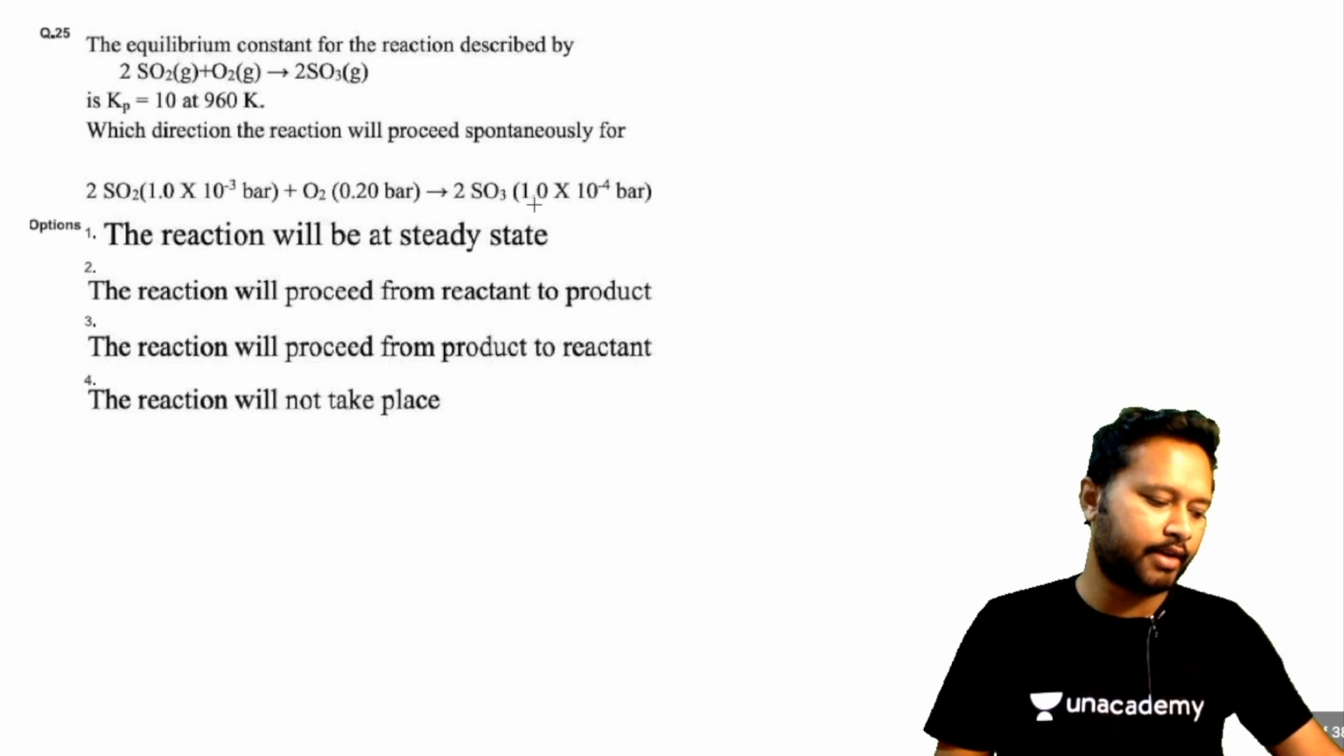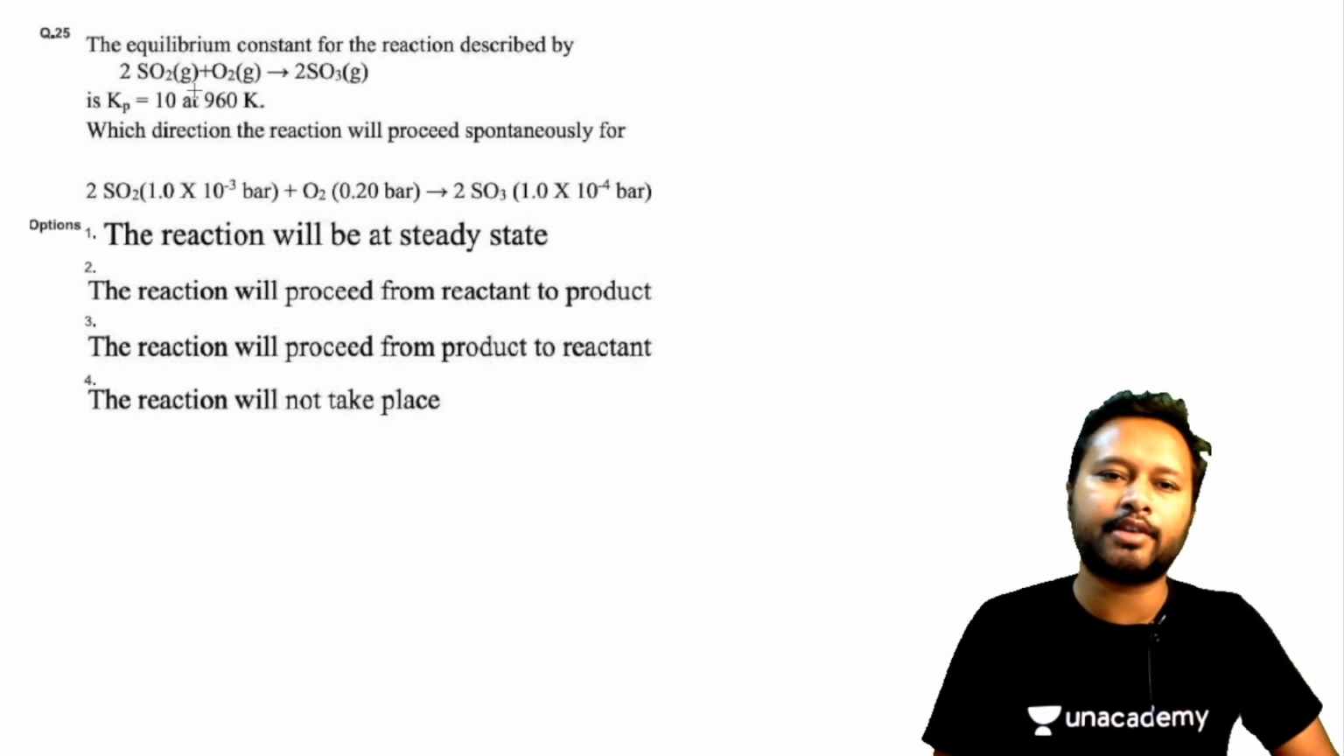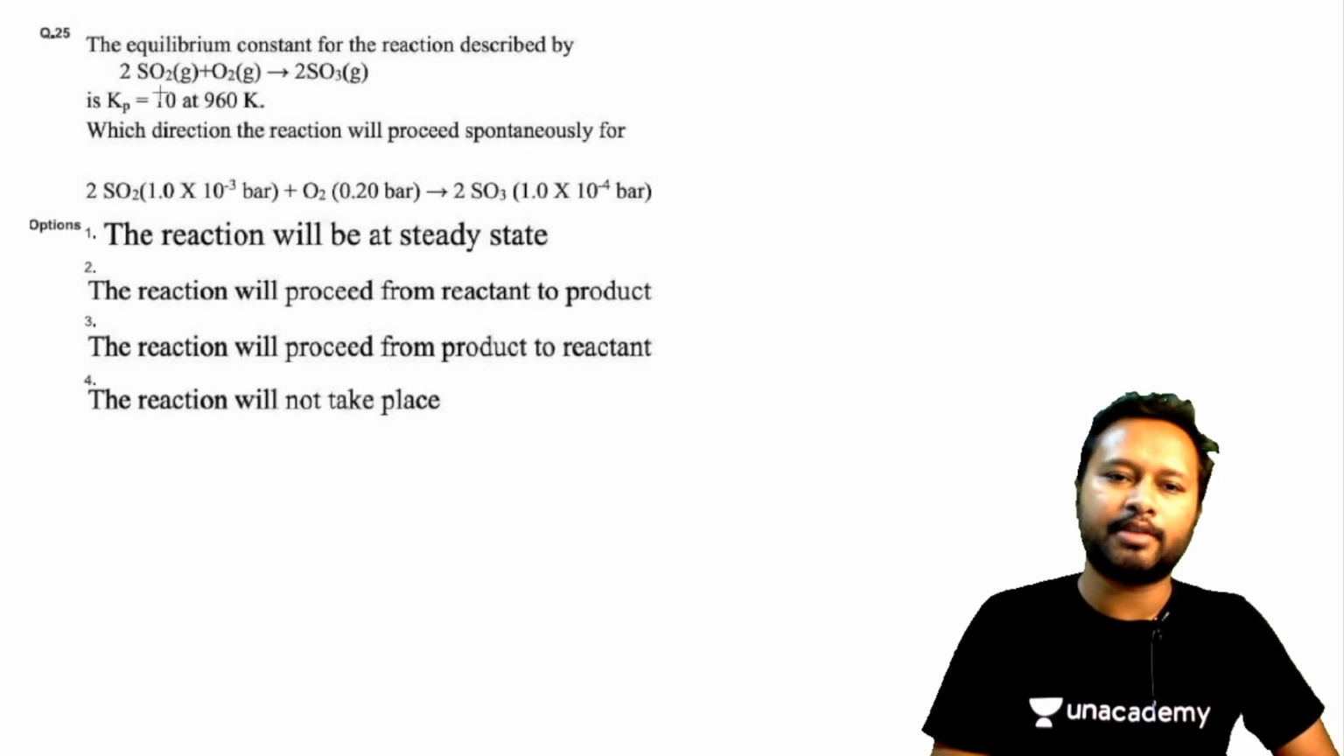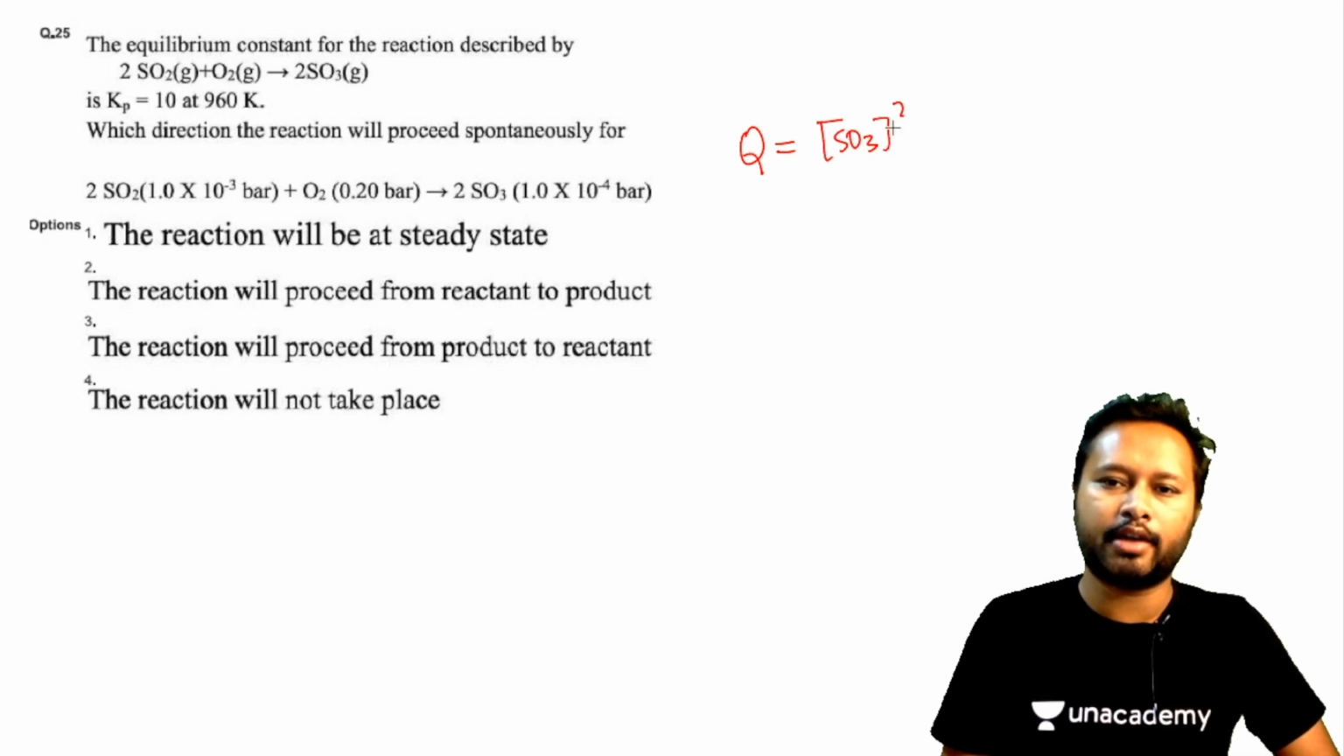It says that the equilibrium constant of the reaction is described by this. Kp is given to you as 10 at 960 Kelvin. In which direction will the reaction proceed spontaneously? So you are given the overall reaction. First of all, you need to calculate the Q for this reaction. That will be SO3 squared divided by SO2 squared and O2.